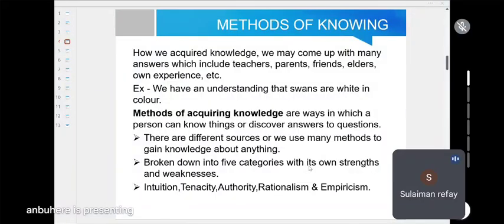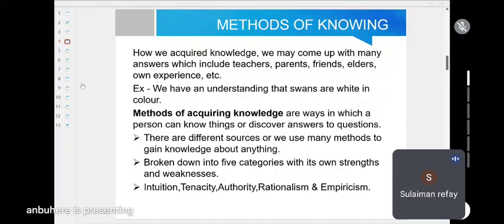So we are coming to the main topic of it. The idea is methods of knowing, that is, how we acquire knowledge. We come up with many answers, which include that we can acquire knowledge through teachers, parents, friends, elders, and even out of our own experience, we learn. So that's how we acquire knowledge.